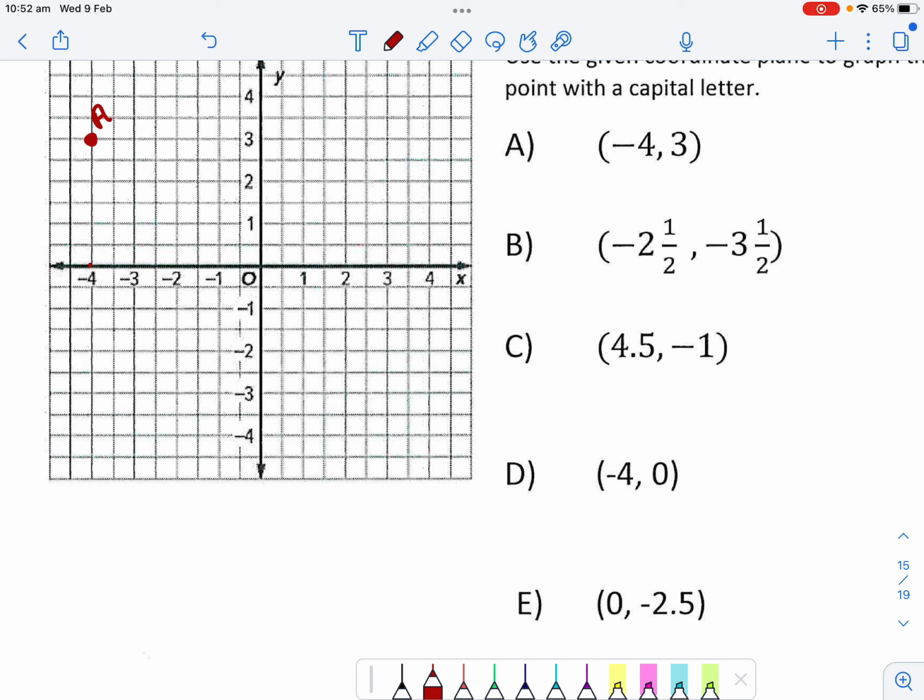-2.5 is going to be in between -2 and -3, and then down to -3.5. C is 4.5, also 4.5, just represented with a decimal instead of a fraction. So over to the right, 4.5, and then down to -1. So this is going to be point C over here. -4, 0 means go to the left 4 and then stay there for point D. And then 0, -2.5 means stay at 0, go down to -2.5, and that is point E.